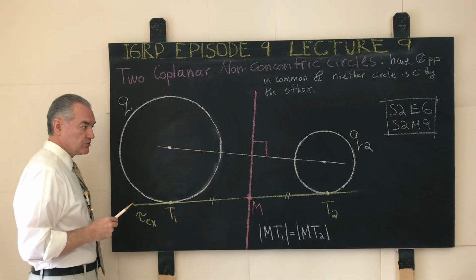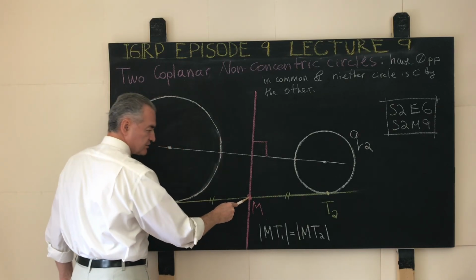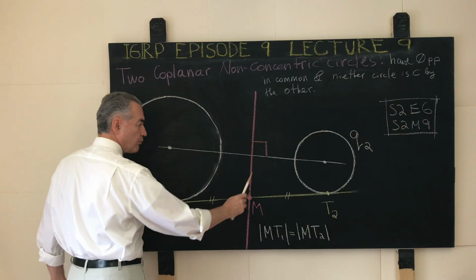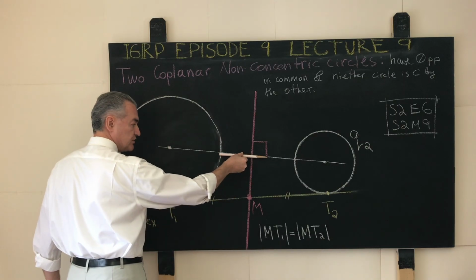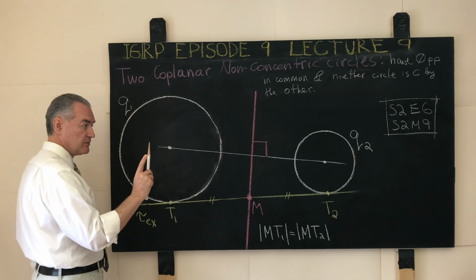circles. Now what? Well, through that point, how many straight lines can be constructed that are orthogonal or perpendicular to the straight line of centers? Again, only one straight line can be constructed.